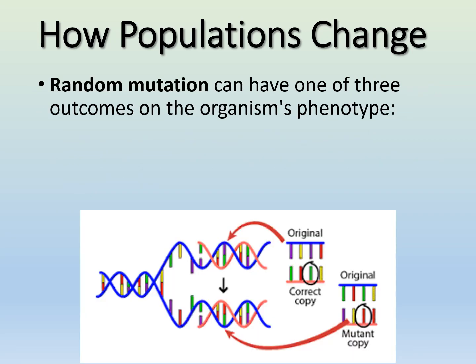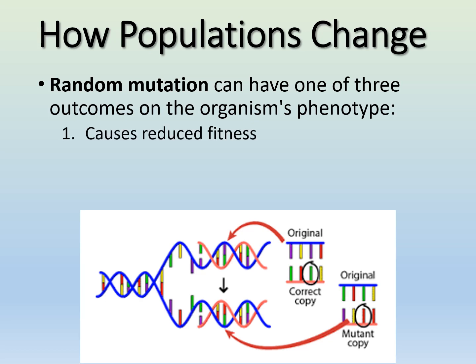So let's look at mutation and sexual reproduction and just review a little bit about how we get variation and genetic diversity from them. Random mutations can have one of three outcomes, right? And we talked a little bit about this already. Depending on the organism's phenotype, if we have a random mutation which will cause a different phenotype, it can have one of three effects.